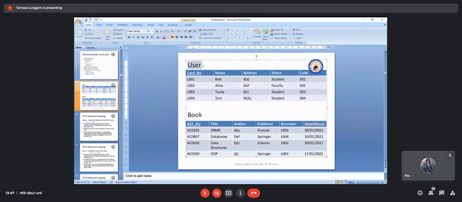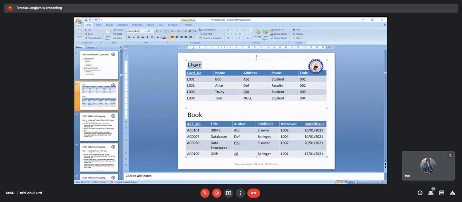But if we are going to delete it from the user, then there will be an error message. An error message will come up saying you can't delete it because it is being referenced by many other tuples from the book relation. You won't be able to delete it. You have to delete all the tuples which are referencing it first before deleting it. You getting my point? Yes, ma'am.